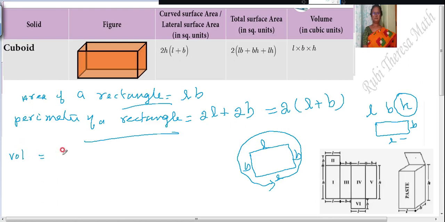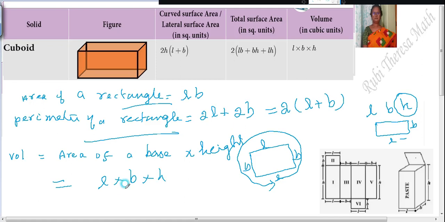Volume is nothing but the area of the base shape into height. What is the shape of the base here? Rectangle. So what is the area of the base? L into B. Then into H. That is LBH. Do you follow? Length into breadth into height. LBH. So LB into H, L into B into H.